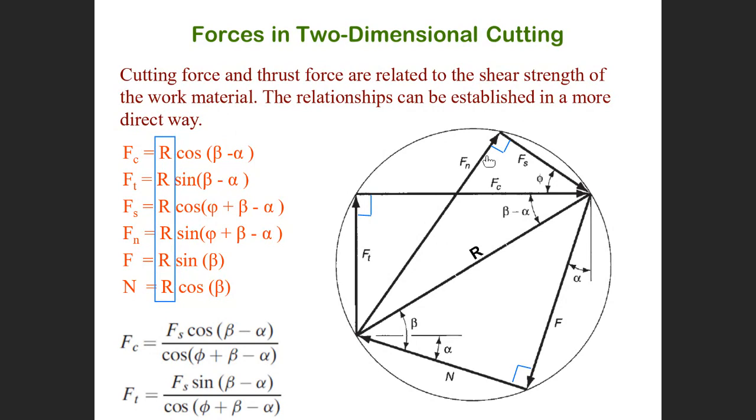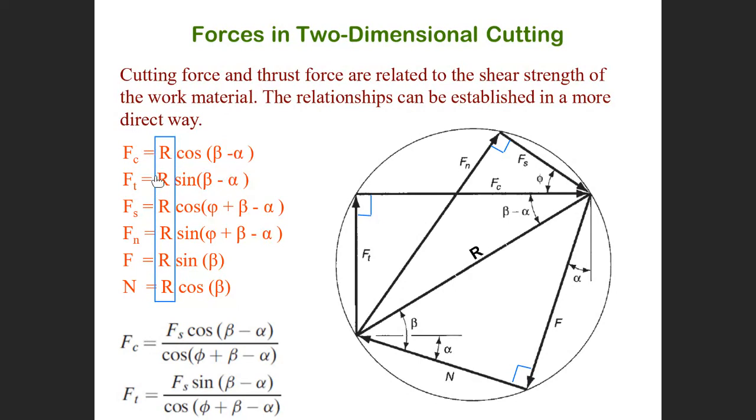Fn equal to what? Fn equal to R sine phi plus beta minus alpha. This is the angle. Friction force F equal to R sine beta. N equal to R cosine beta. This is the sixth equation. From where? From the Merchant circle, we obtain six equations.